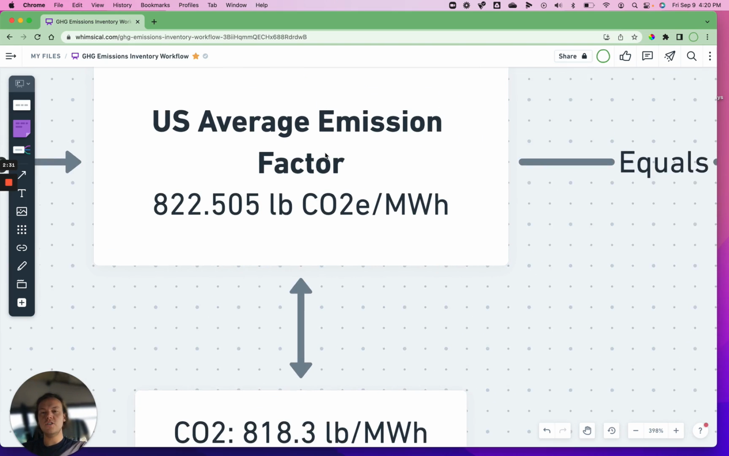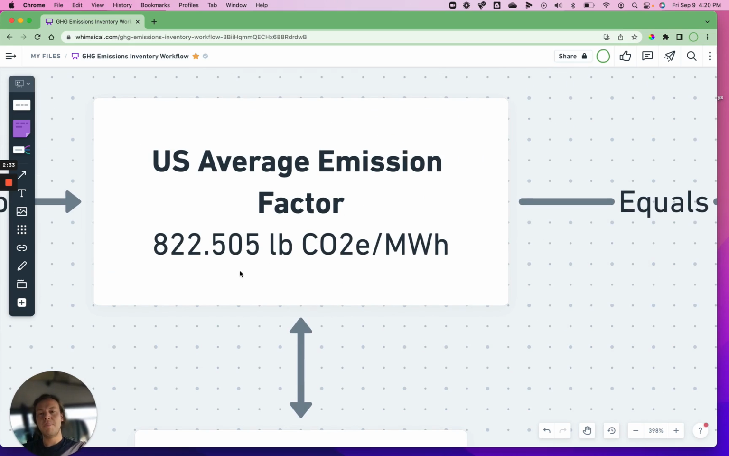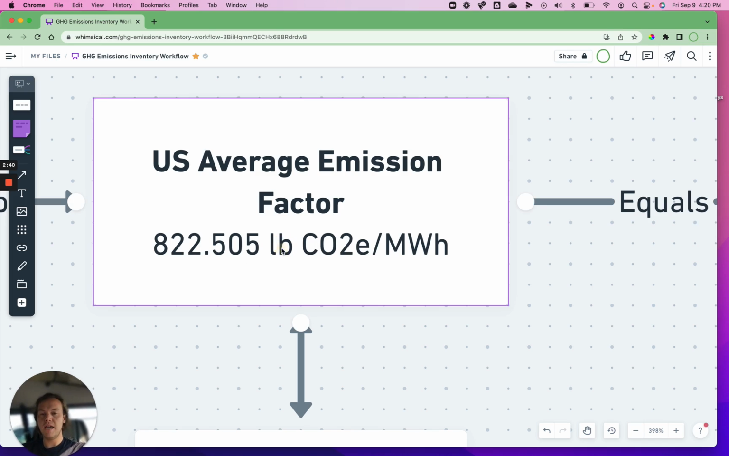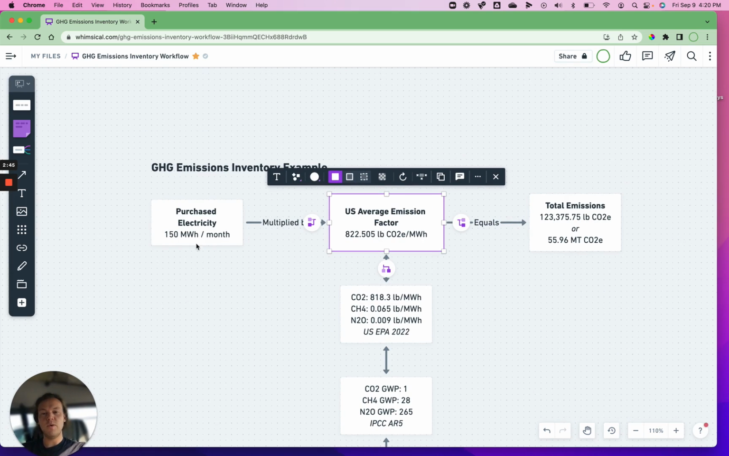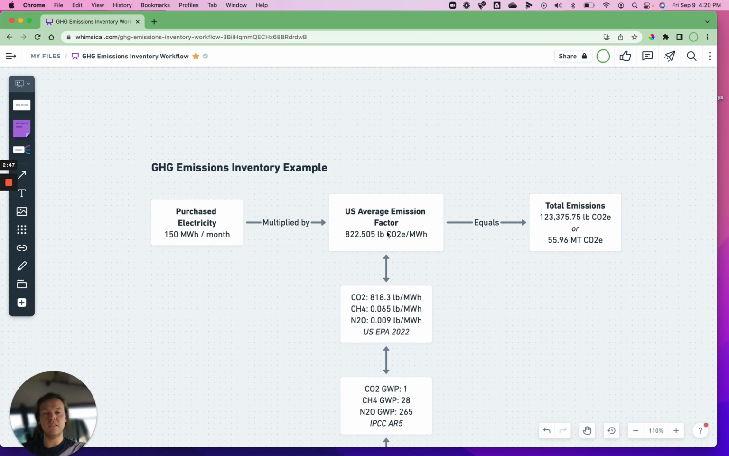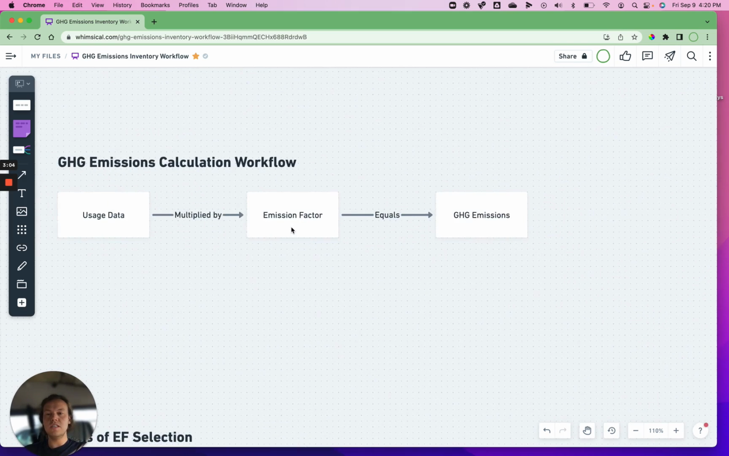And just to zoom in here, emission factors have two units. It's the amount of carbon emitted per the amount of whatever fuel or energy source it is. So in this case, it's pounds of carbon dioxide equivalent per megawatt hour of electricity. Remember, we have 150 megawatt hours of electricity. And so this month's carbon emissions is 150 times 822, which is 123,000 pounds of CO2 equivalent in this month, or 55 metric tons. So behind all greenhouse gas calculations is this really simple formula.